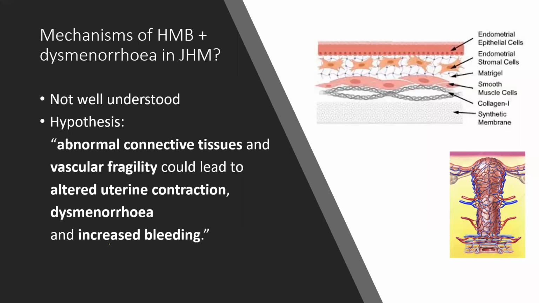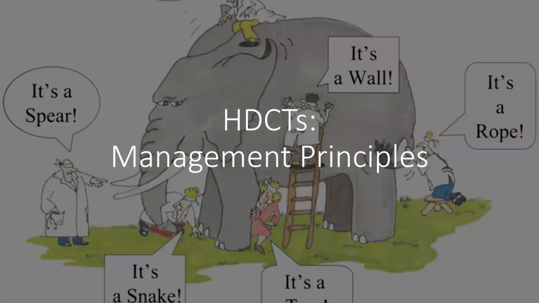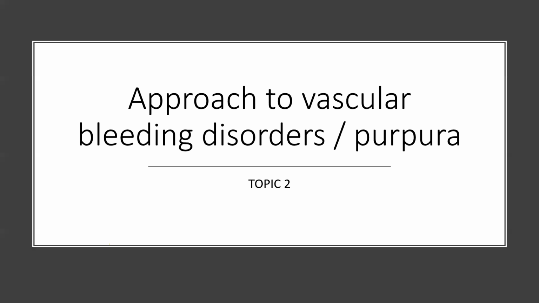Now, what are the mechanisms of heavy menstrual bleeding and dysmenorrhea in joint hypermobility? This is actually not very well understood, but the hypothesis is that the abnormal connective tissues and the vascular fragility can lead to altered uterine contraction and dysmenorrhea, which will then lead to increased bleeding. Management principles I actually discussed in our case. And this really brings me to an approach to vascular bleeding disorders in purpura.